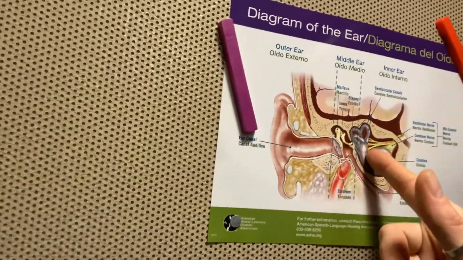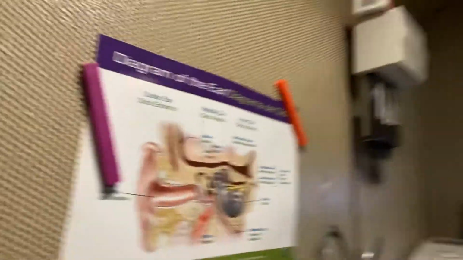A hypermobile tymp. What that might mean is that this set of bones that connects the eardrum to the inner ear basically maybe just isn't there anymore. Maybe the ligaments have fallen. Maybe the bones themselves aren't working anymore. Basically, the eardrum's kind of moving too much.